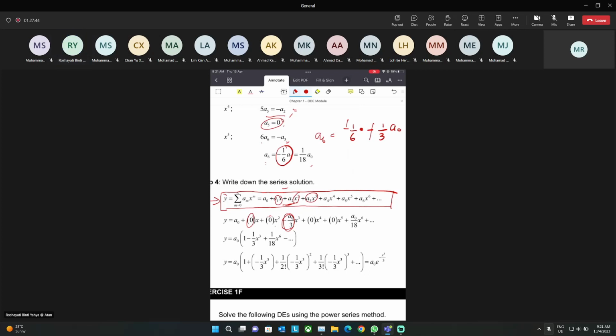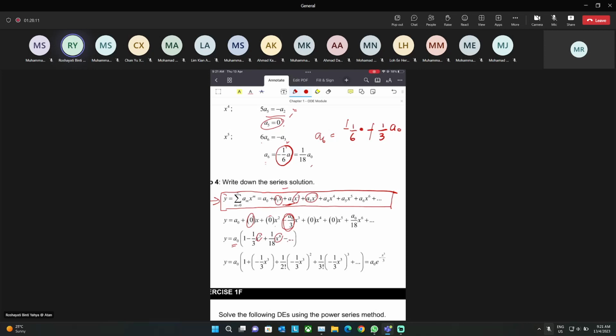And then after that you combine and then factorize based on A0. So it becomes 1 minus 1 over 3x cubed plus 1 over 18x to the power of 6 minus dot dot dot. Okay.